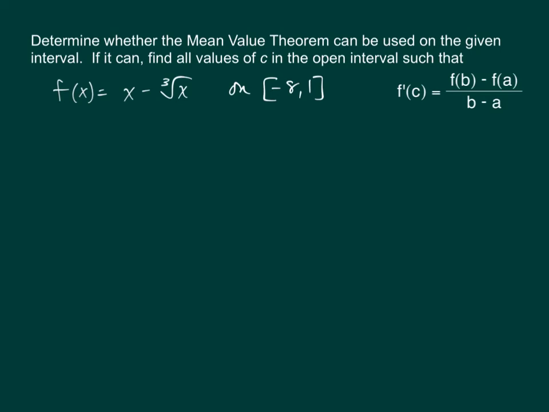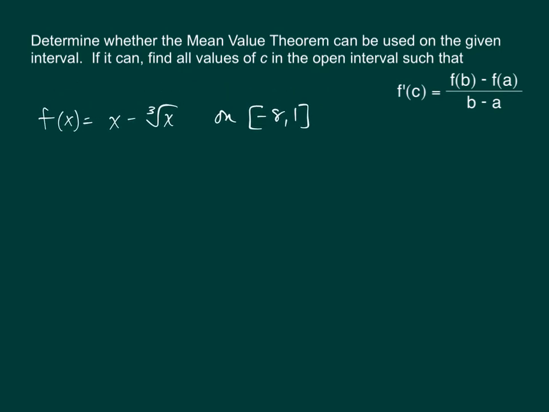Okay, on this slide, we switch over to the mean value theorem. First, we have to determine whether the mean value theorem can be used on the given interval for this function. If it can, find all the values of c in the open interval such that this happens. So here is our function. I'm actually going to move that down a little bit so the prompt looks a little clearer. There we go.